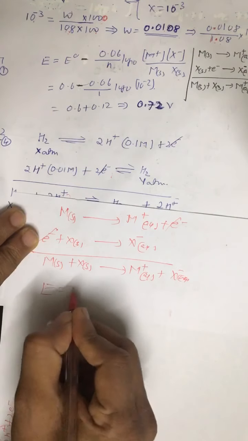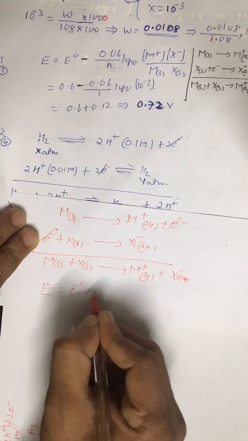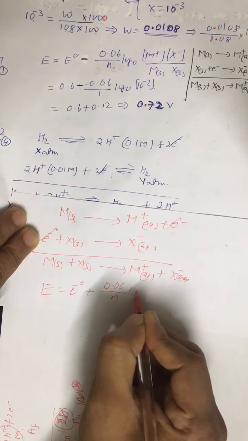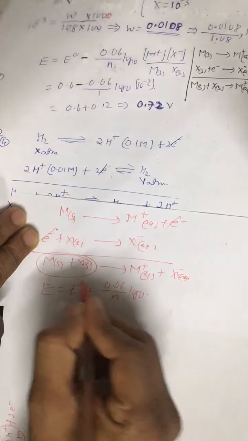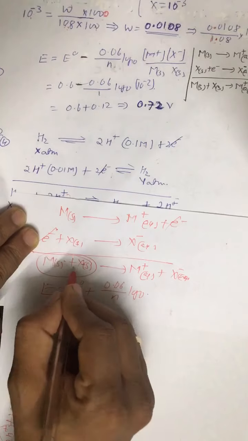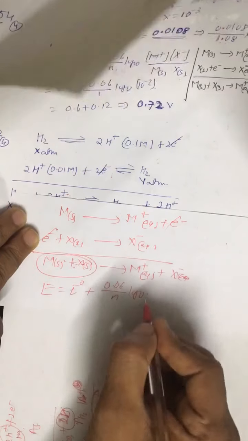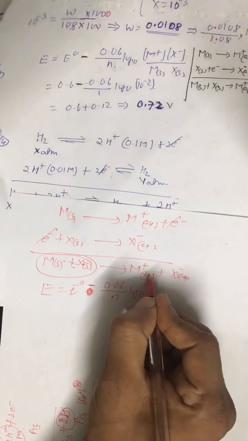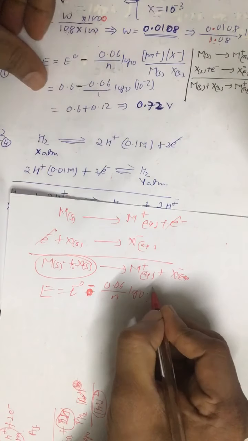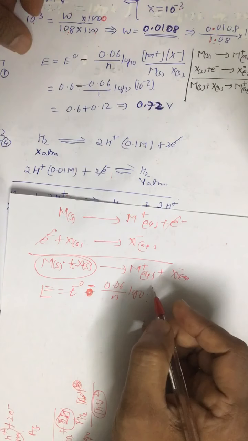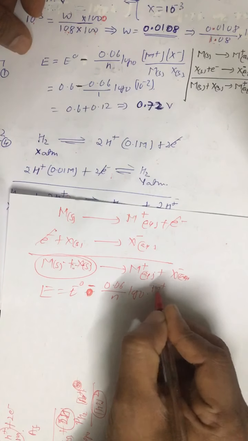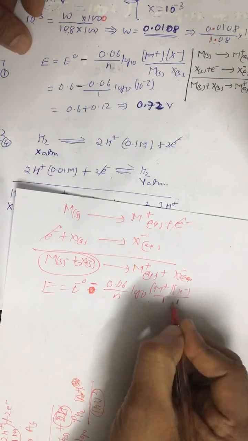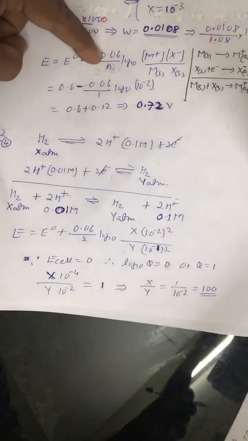So E is equal to E0 cell plus, if you take positive sign, 0.06 by 2n log of, and this is product. Alright, reactant upon product if it is positive sign, and if you take negative sign, it is simply product upon reactant. So it is M positive into X negative upon, these two are solid, so their activities are unity. So from here we are continuing.